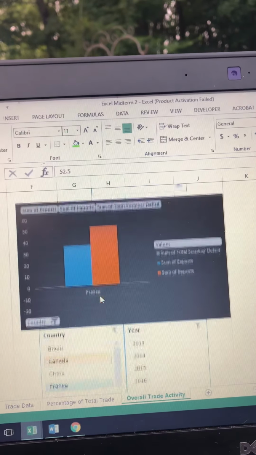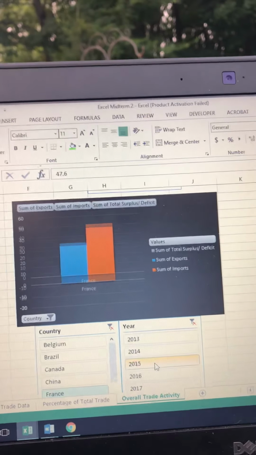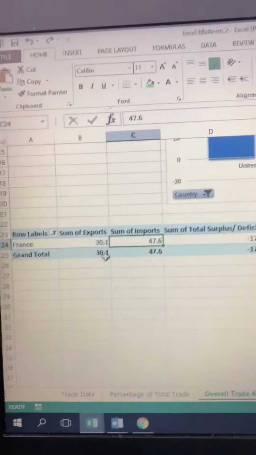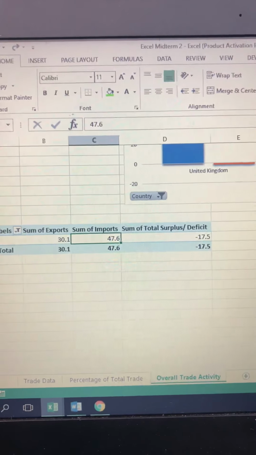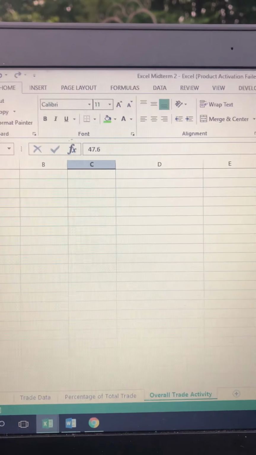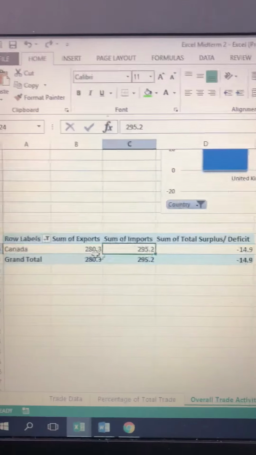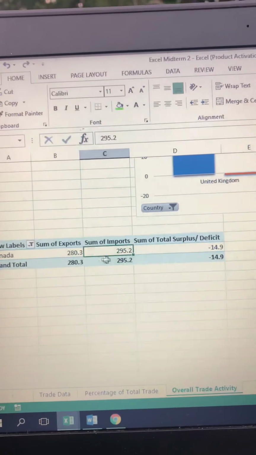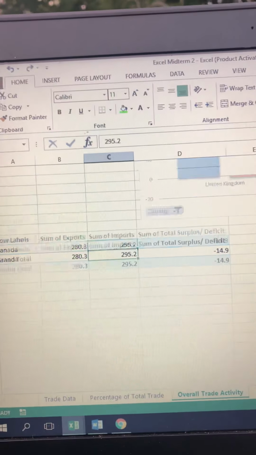France, if you wanted to see France, 2015. So I think that these slicers are really cool included with these graphs. And you see that it gets more specific over here. So it kind of condenses everything. If you go to Canada, you just pull it up on the chart over here. Canada, sum of exports, sum of imports, total deficit. Makes it easier for you to read.